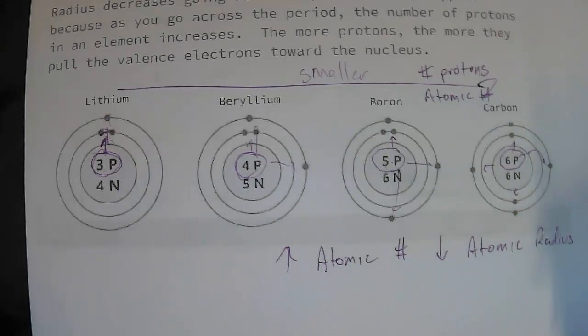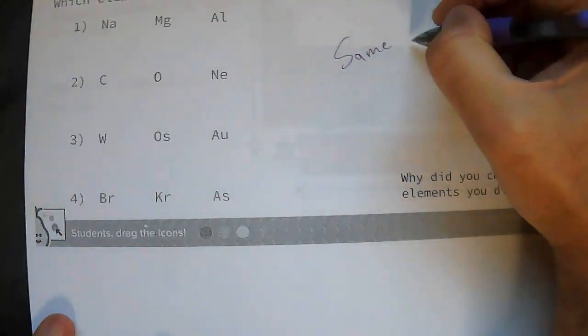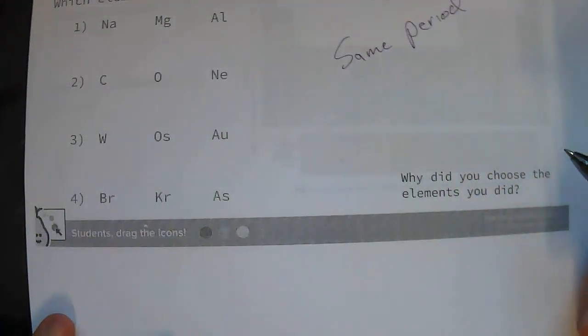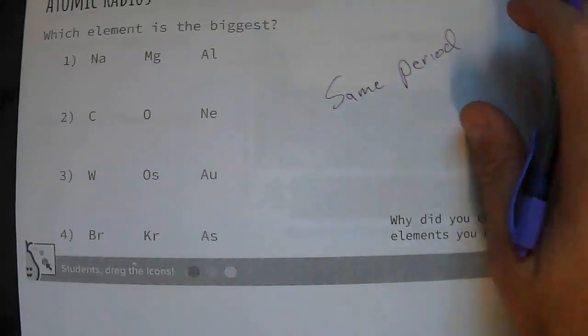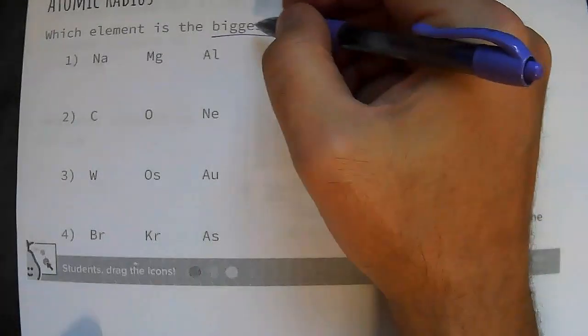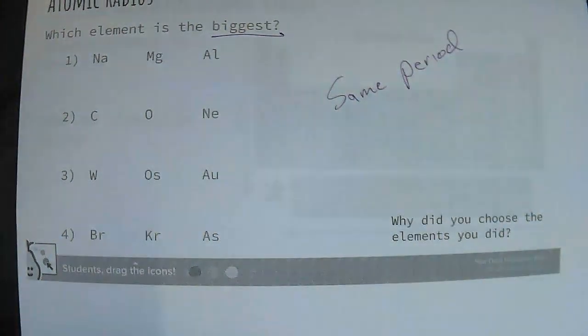It seems a little counterintuitive because you're like, oh, it has more electrons, so it should be bigger, but that's not the way it works. Now we have elements that are all in the same period. So now we're going to look and see which elements are the biggest. They don't always have to be the biggest. I may ask which are the smallest. I'm not trying to fool you here. Just make sure you read the question so you know.